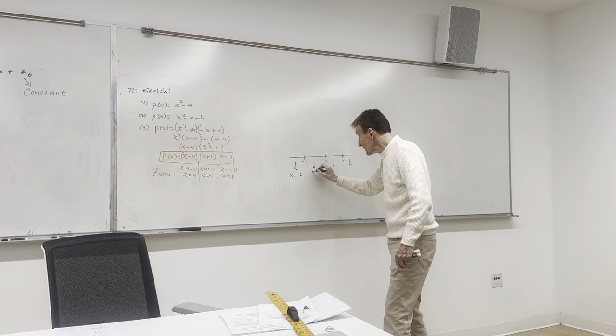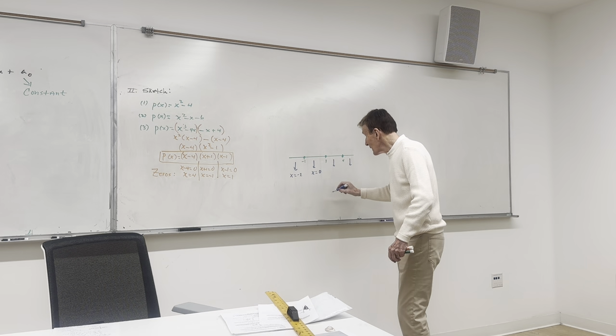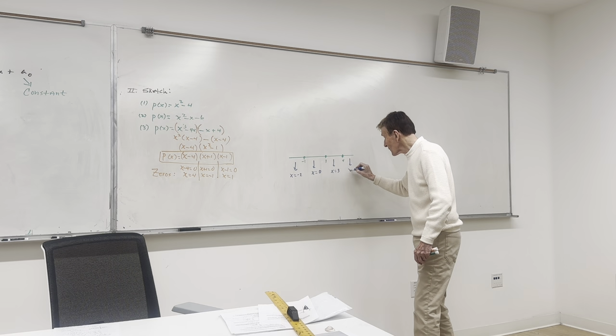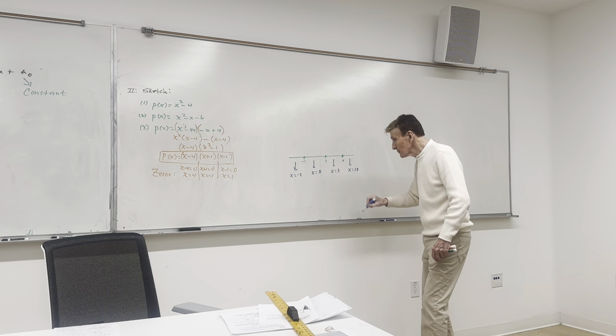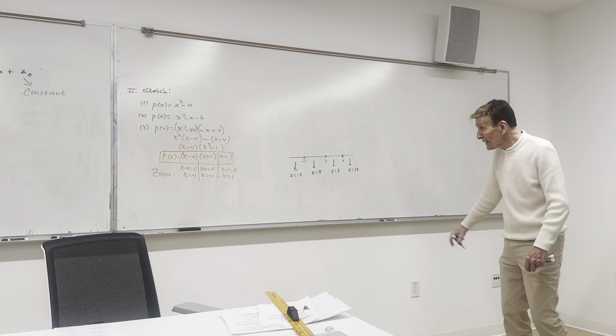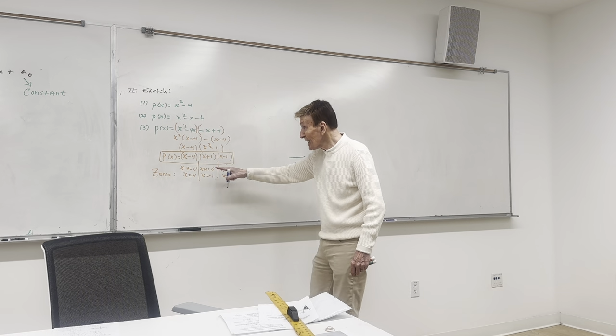In between, anything you wish. Between 1 and 4, I'll try 3. Out to the right, I'm trying 10. Those are my test points. Now you know how it works. -2, take them back right here.